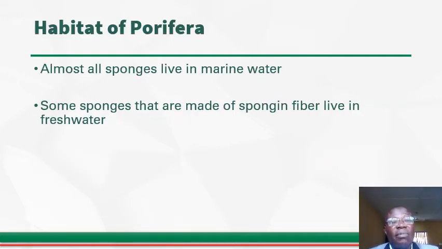Where do we find them? That is, where they live. We have said that they are found mostly in marine water, and we have some of them that are made up of spongin fiber that live in fresh water. It is this spongin fiber that enables them to live successfully in fresh water. That is those that are found in fresh water. The majority of them are found in the marine habitats.